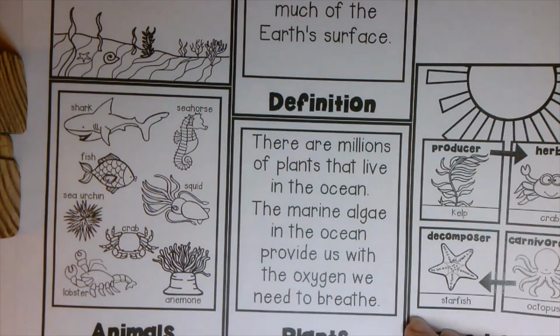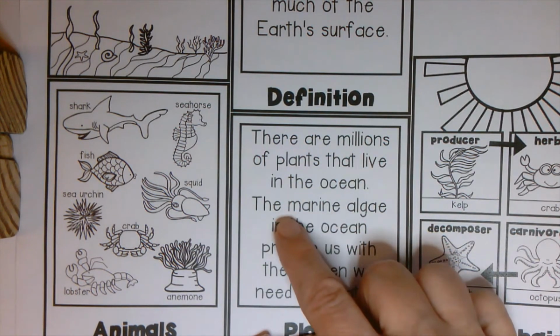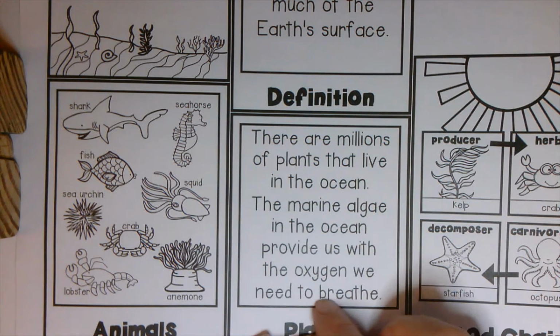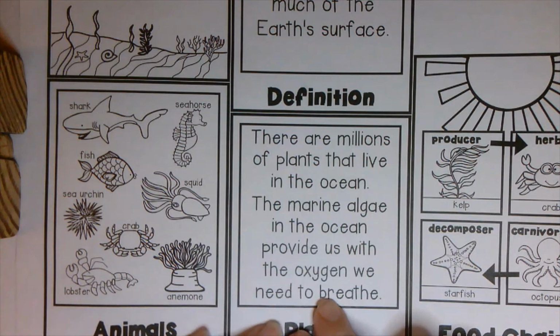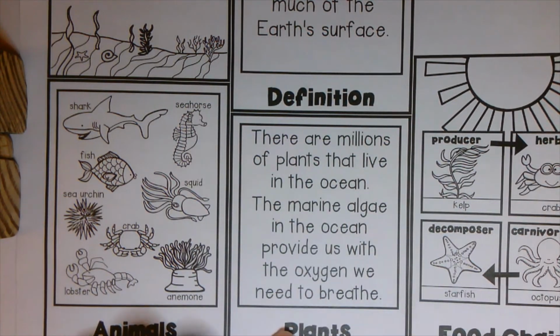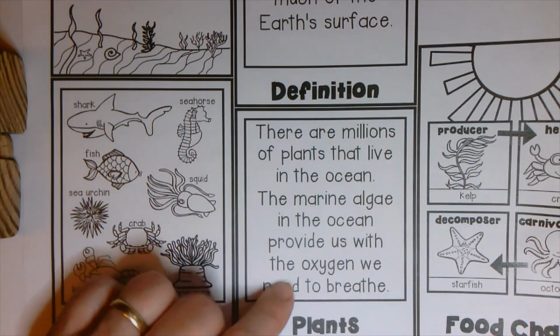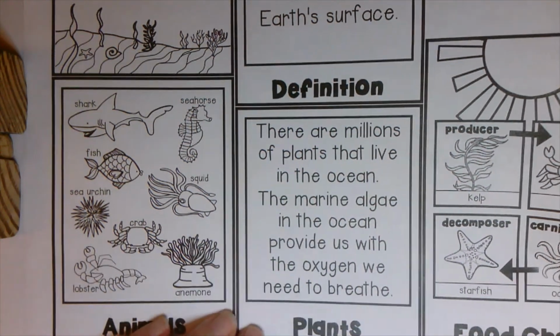Plants that we might have there. There are millions of plants that live in the ocean. The marine algae in the ocean provides us with the oxygen we need to breathe. Now, it's not our only source of oxygen, is it? Other plants on land also give us oxygen, but marine algae produce oxygen that goes into the water and gets mixed into the water, and some of it comes out of the water into the air.